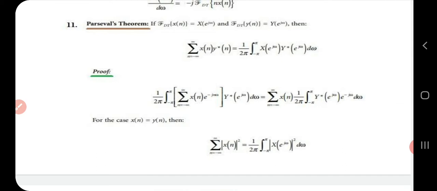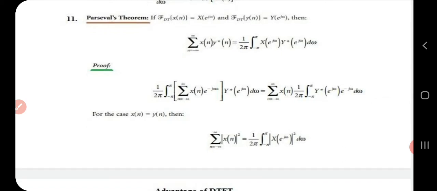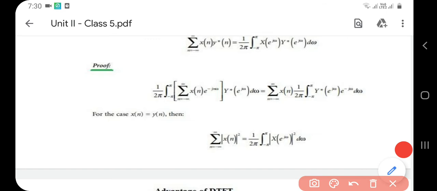So this is a little bit important. I have provided the proof also here. The proof is very simple. You can follow it. See, 1 by 2 pi times the integral from minus pi to plus pi, and inside the bracket we have written the summation over n from minus infinity to plus infinity of x of n e raised to minus j omega n, into Y of e raised to j omega d omega.